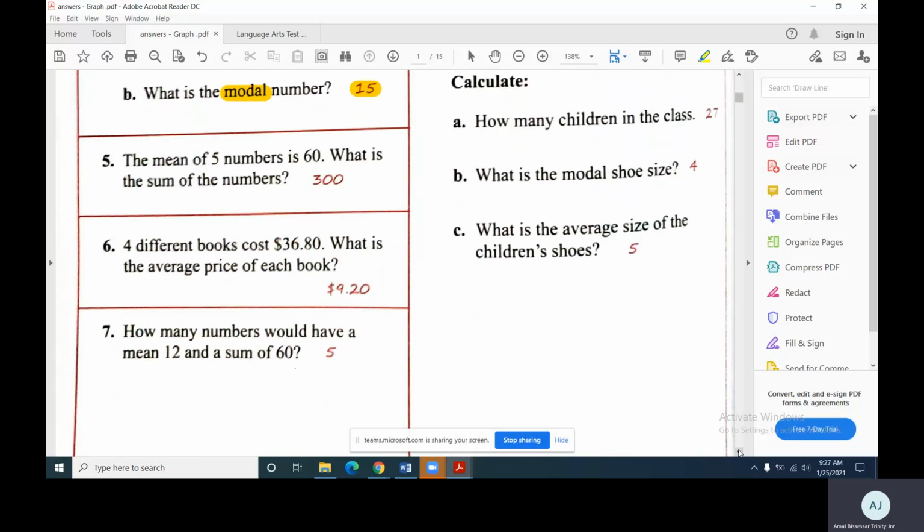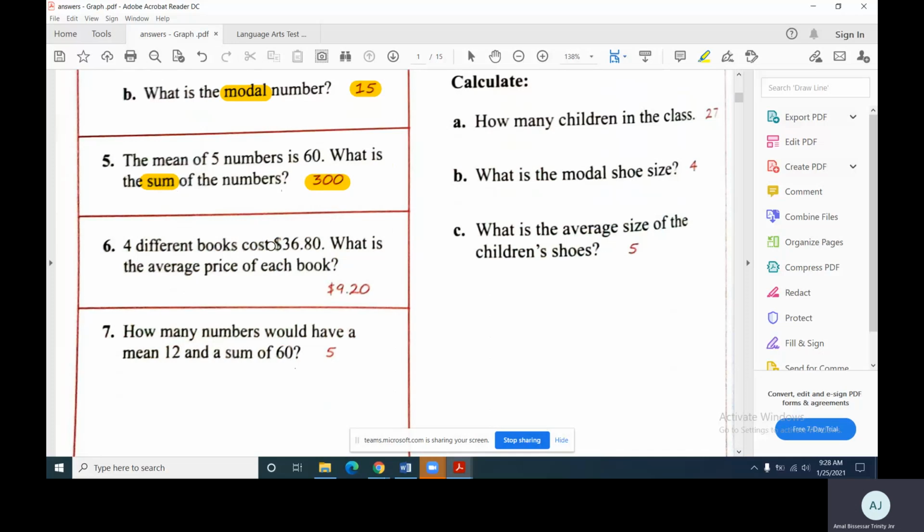The mean of 5 numbers is 60. What is the sum? Again, when they say sum or they say total, when dealing with mean, they are not talking about addition. They are talking about multiplication. So it's a common question again that comes continuously. The mean of 5 numbers is 60. The sum of the numbers is 60 by 5, which is 300. 300 for number 5.